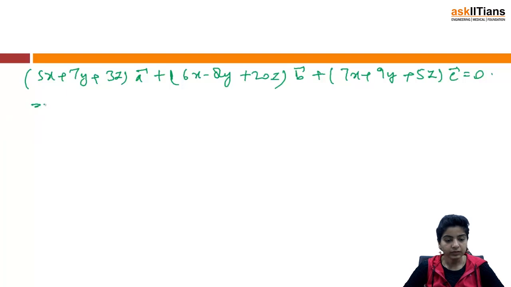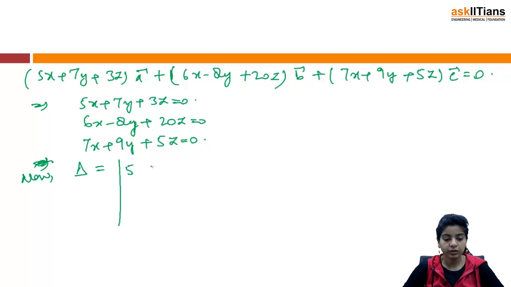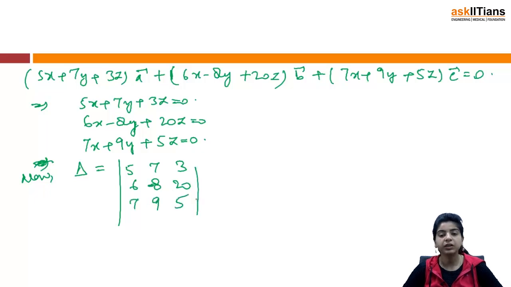Now this just means that the coefficients are 0 individually. So we have 5x plus 7y plus 3z equal to 0, then 6x minus 8y plus 20z equal to 0, then 7x plus 9y plus 5z equal to 0. Now if you find out the determinant D, I get 5, 7, 3, 6, minus 8, 20, and 7, 9, 5. This is the determinant that I have.